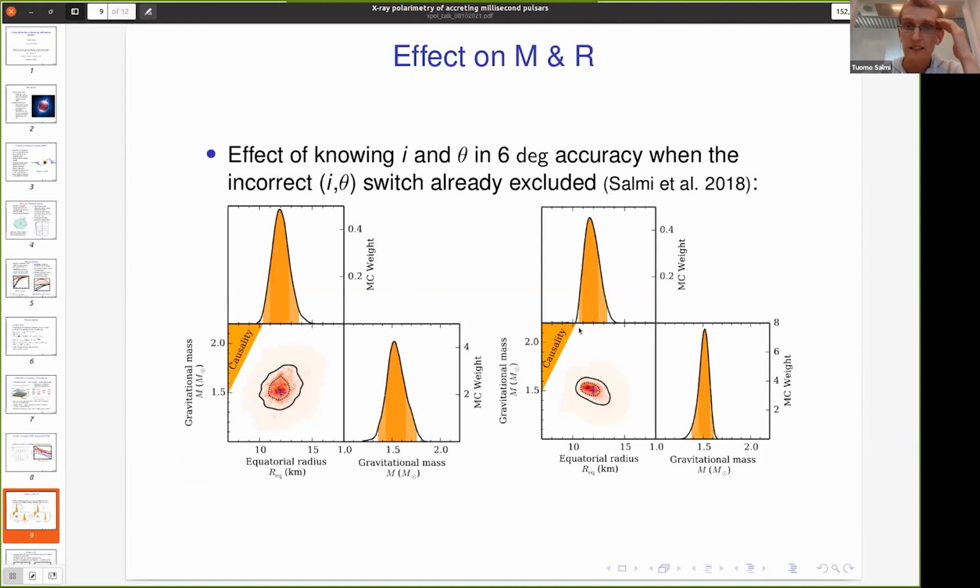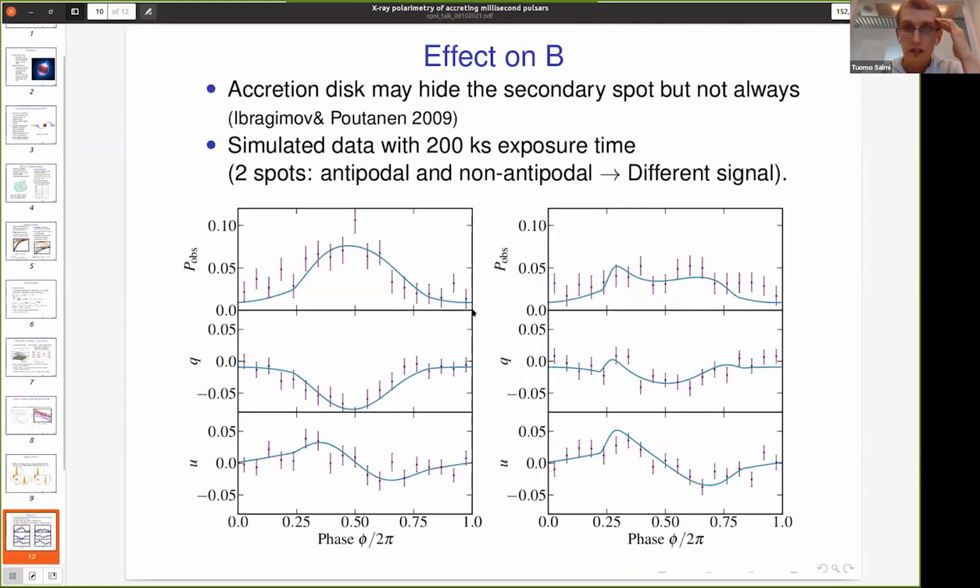But even in this case, where there was already information from optical and radio, you can still improve your mass and radius, and especially if you fit simultaneously all the Stokes parameters, which was not done here, but it should be done. Then it's expected to have a greater effect, of course. Okay, but that effect on mass and radius is not everything you can obtain using polarimetry.